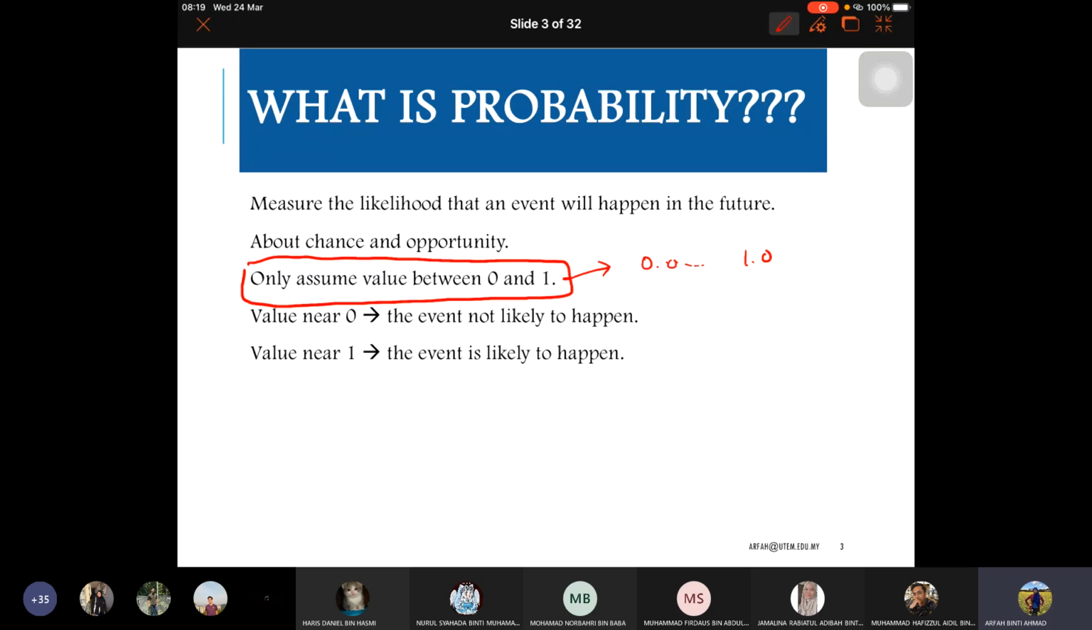So contohnya lagi kebarangkalian yang nilai dia almost to 1 is kebarangkalian awak akan ambil IDP sem depan. So nilai dia pun almost 1. Kalau lain lah, kalau macam tiba-tiba kau mati ke, kau drop ke subjek ke, so dia maybe akan jadi 0.5 something. Okay, the value of the probability.